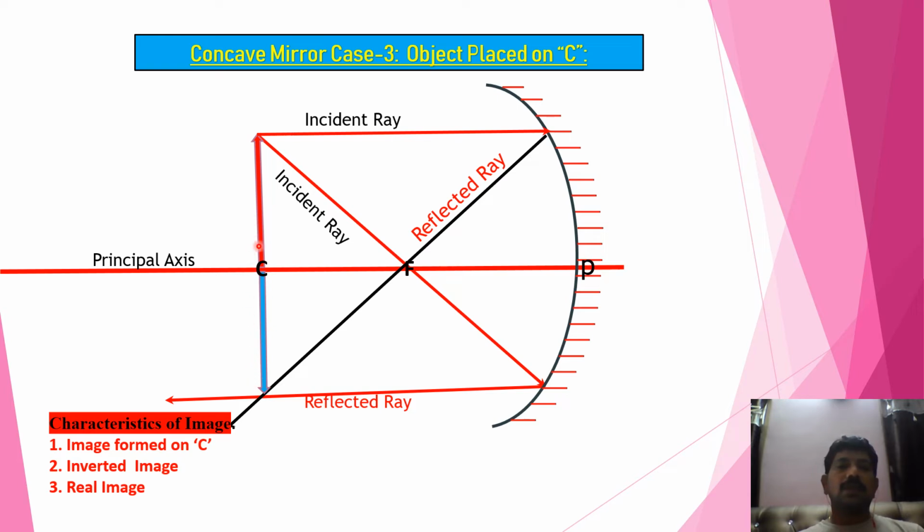The red color arrow indicates what? Object. And the blue color arrow indicates what? Image. So this is the image of the object, this one. Here also I have taken two rays for drawing the ray diagram. First one, a ray parallel to the principal axis. It passes through the focus after reflection. Next, another ray passing through the focus. The reflected ray travels parallel to the principal axis. These two reflected rays meet at this point. At that point, the image of this object is formed.